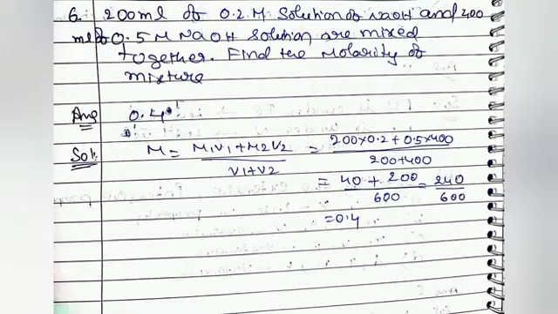Based on concentrations, 2 different concentrated NaOH solutions they have mixed up and they are asking us to calculate the resultant molarity. It's a direct formula. Molarity equals M1V1 plus M2V2 divided by V1 plus V2.